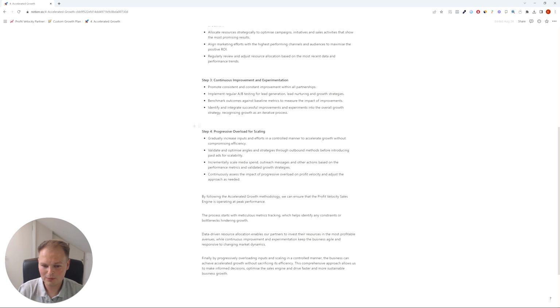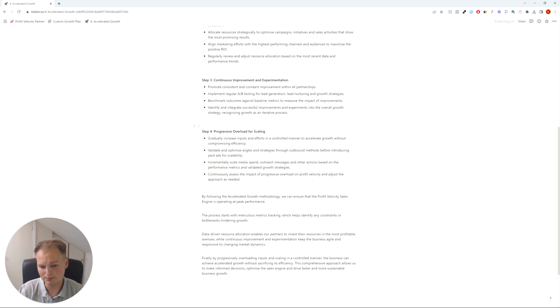So by following the accelerated growth methodology, we can ensure that the profit velocity sales engine is operating at peak performance. The process starts with meticulous metrics tracking, which helps identify any constraints or bottlenecks hindering growth. Data-driven resource allocation enables our partners to invest their resources in the most profitable avenues, while continuous improvement and experimentation keeps the business agile and responsive to changing market dynamics.